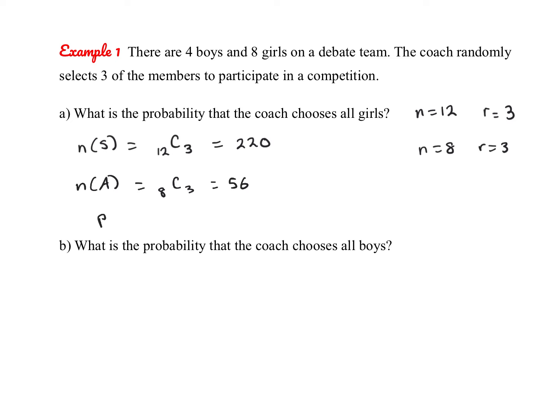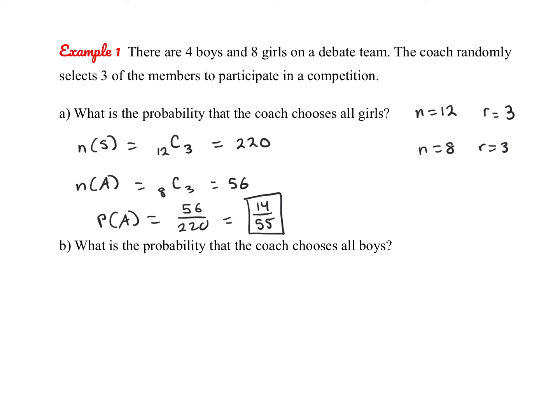So the probability of the coach randomly picking all girls would be 56 over 220, which we'll want to simplify, and it becomes 14 over 55. All right, now let's look at part B. This one says, what is the probability that the coach chooses all boys?